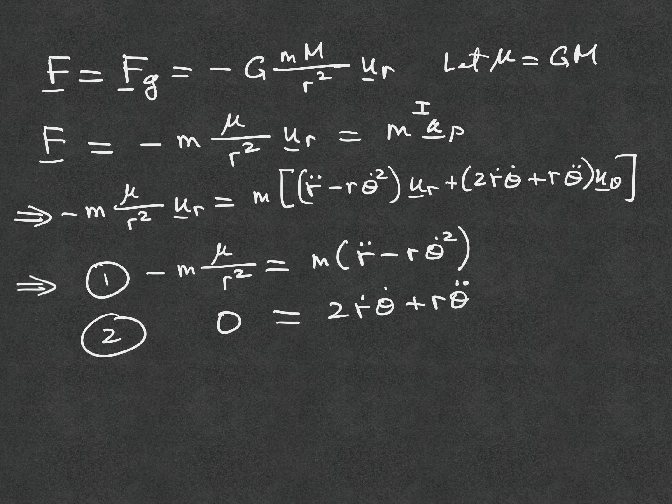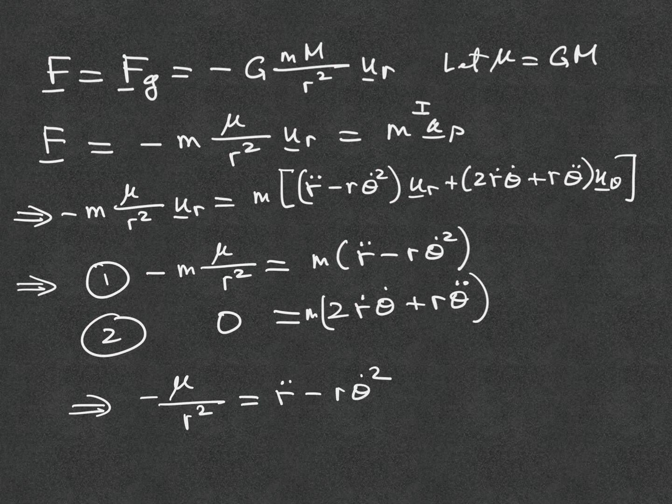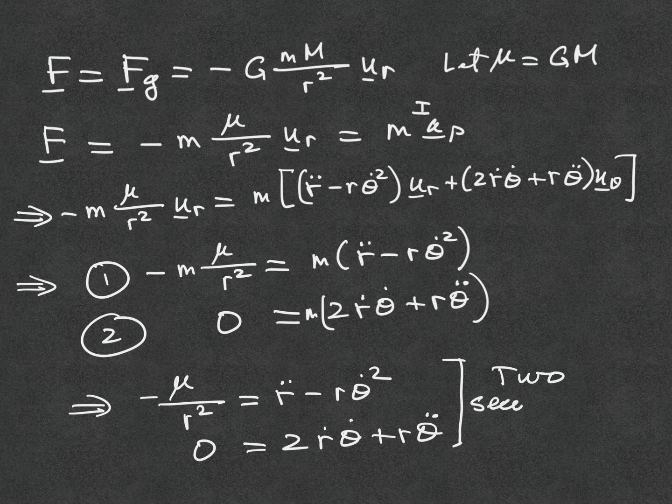Now I'm going to simplify a little bit because there's an m in this equation, but the m's going to drop out of that equation. I dropped it out, but I should have waited one more step to drop it out. So I can divide through the whole thing in both equations by m. That gives minus mu over r squared is equal to r double dot minus r theta dot squared, and 0 is equal to 2 r dot theta dot plus r theta double dot. Now this is a system of second order equations, right? This is two second order equations.